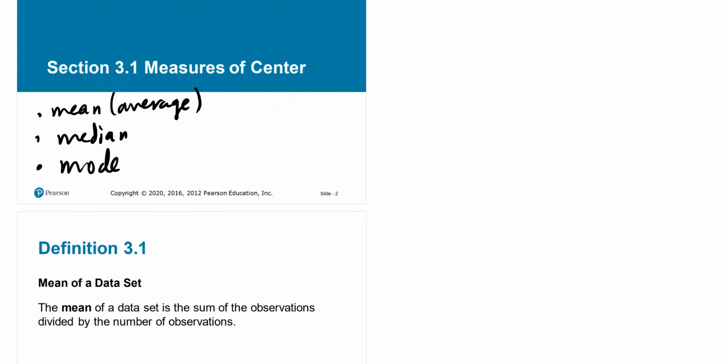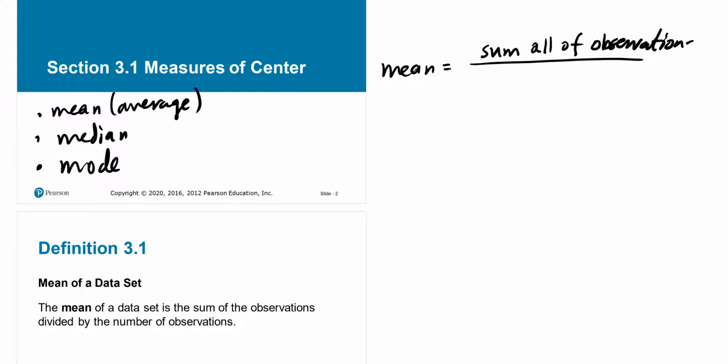What is the mean? To find the mean, you add all the given numbers, sum all the observations, divided by how many observations there are. There are n of them. So you divide by n, the number of observations. That's what the mean, or average, or arithmetic mean, is.